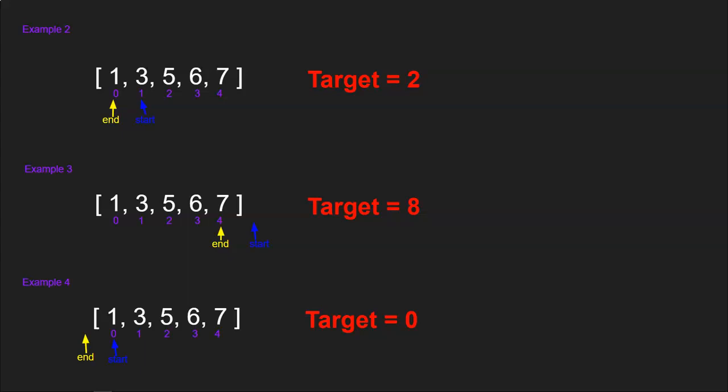And in example 3 also we return the start pointer index because the target element 8 was not found. And in case of example 1 also, the target element 0 was not found in the array. We return the start pointer's index. So if you observe carefully, if we return the end pointer index plus 1 also, we can solve this problem. So let's try this as well.